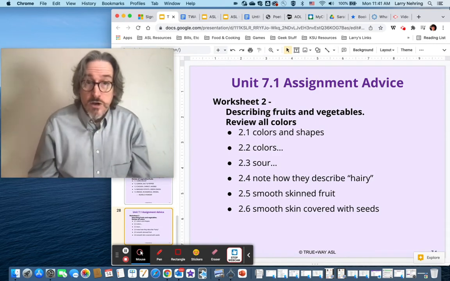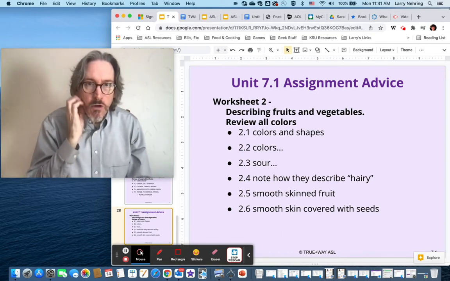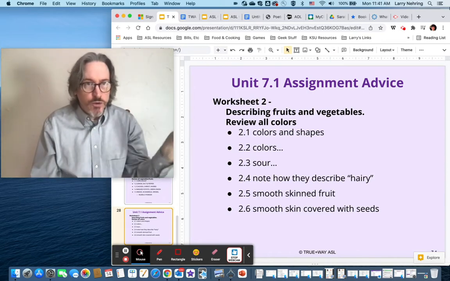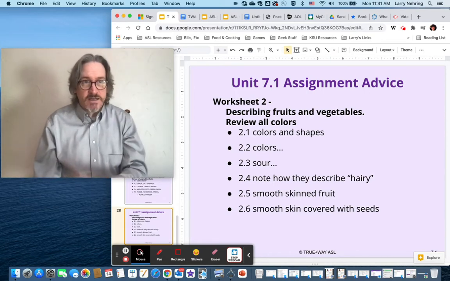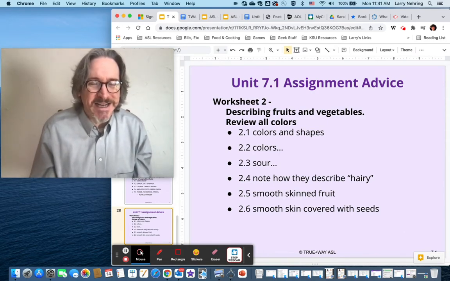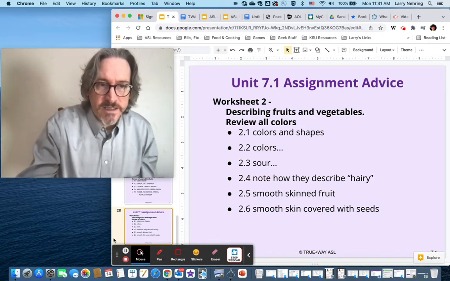So that is really all the advice that needs to be given on the assignments. Review all the vocab before diving into them. And I'd say keep the what's-the-sign resource handy on the side in case you've got a question. Great, that's the advice.